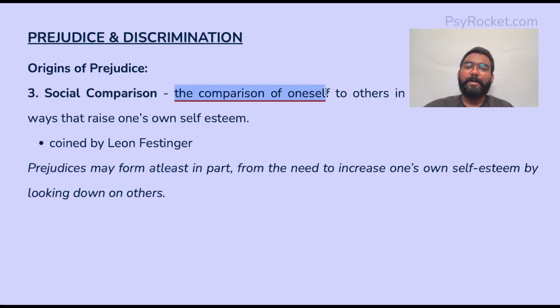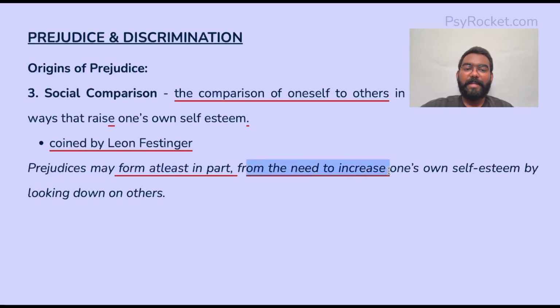Then you will start comparing yourself or your group to others in a way that raises your own self-esteem. Usually the social comparison is done in order to raise your own self-esteem. The role of social comparison in forming prejudice is also credited to Leon Festinger. So, prejudices may form at least in part from the need to increase one's own self-esteem by looking down on others. There is this tendency for every individual to increase their own self-esteem, and how will they do that? By looking down upon others, which you should not do.